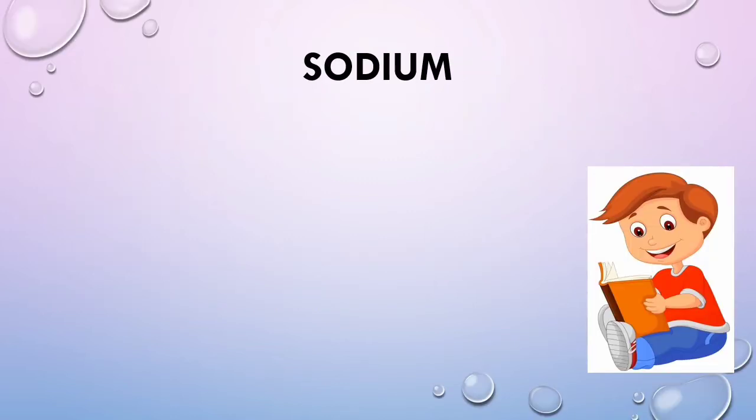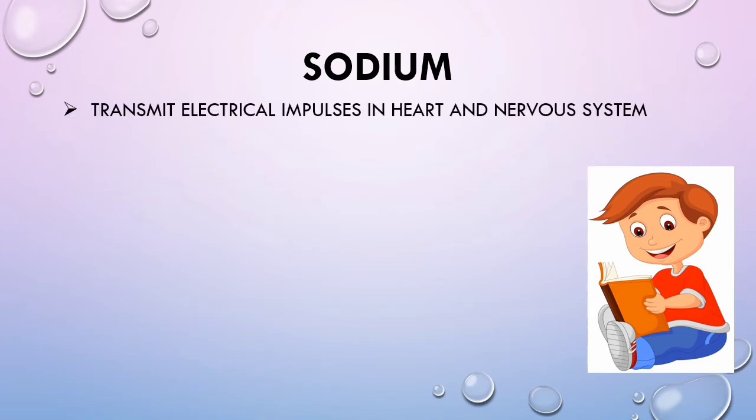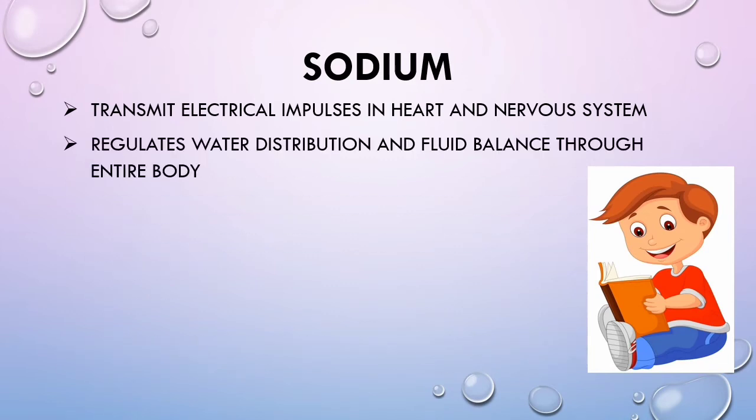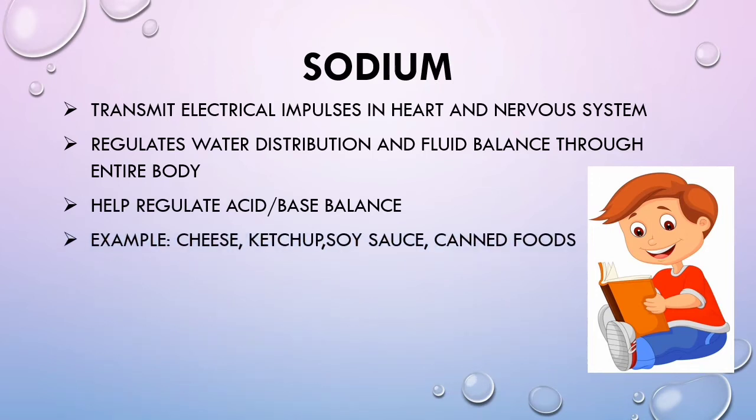So the first electrolyte is sodium. Sodium transmits electrical impulses in the heart and nervous system. It also regulates water distribution and fluid balance to the entire body. It also helps regulate acid-base balance. Examples of food rich in sodium include cheese, ketchup, soy sauce, canned foods, and many more.